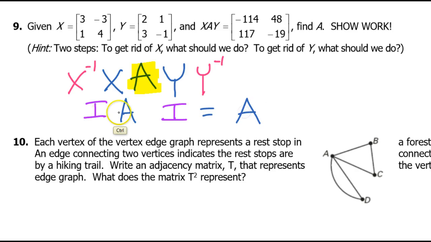All right, multiplying by the identity matrix is analogous to multiplying by 1. So I would just get A. So that's what I need to do. I need to do x inverse times XAY times y inverse. So it sounds like I need to type all of these things in my calculator.